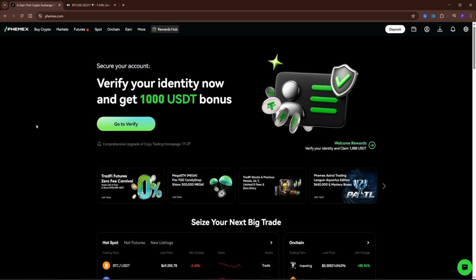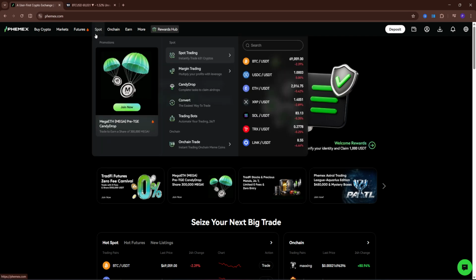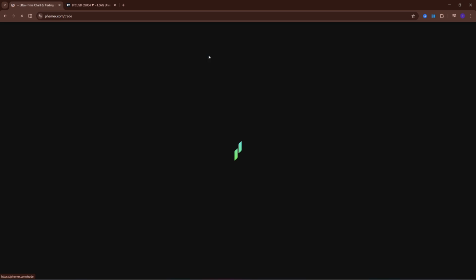Now the first thing, you need to be logged into your profile account. Then here at the top left corner you will see the spot. Just go with the mouse over to the spot and then select spot trading.